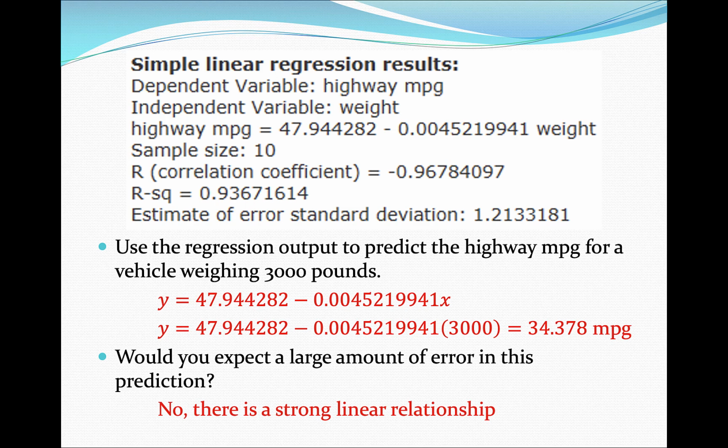Now, if you get beyond having a strong relationship, then you're going to have a lot of error. And that's why we only use regression to predict when we have strong relationships. So once you determine that you have a strong relationship and you use it to predict, you expect to have some error, but you expect that error to be small. So that's what we cover in this section.